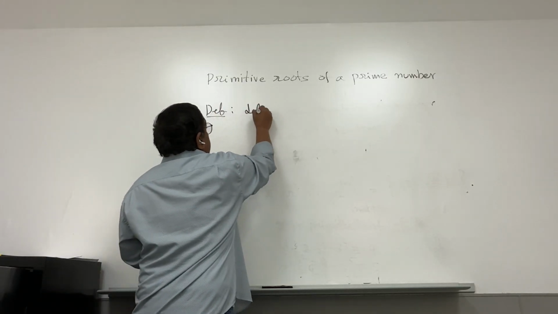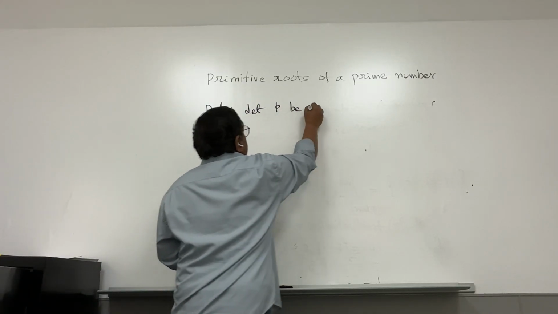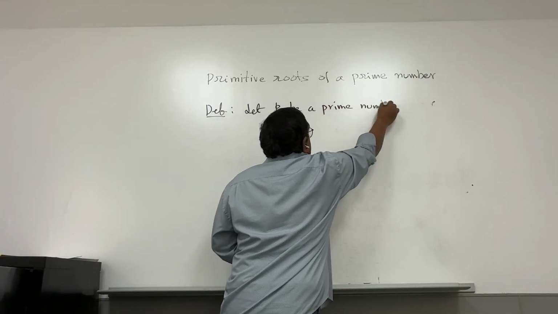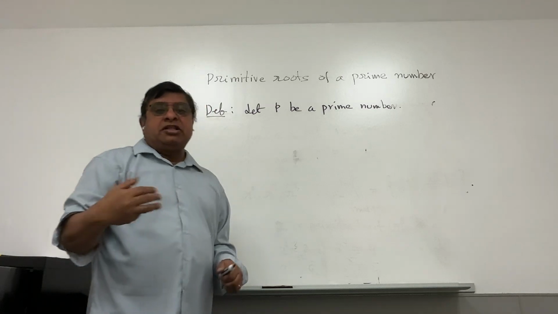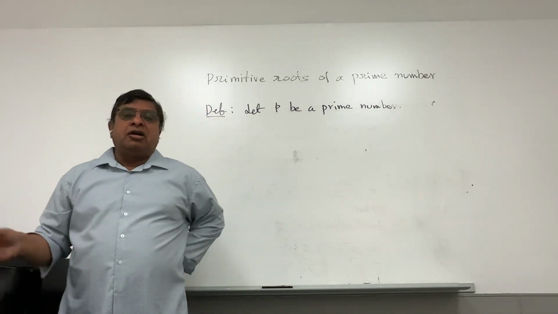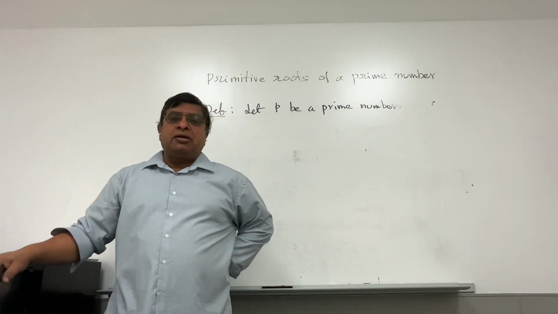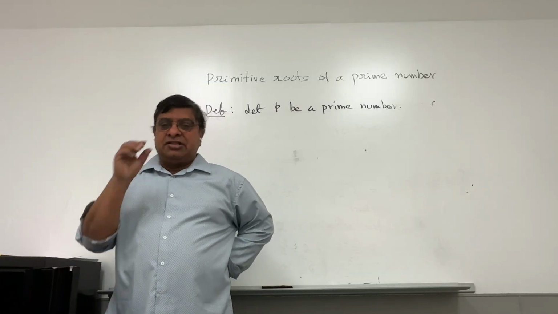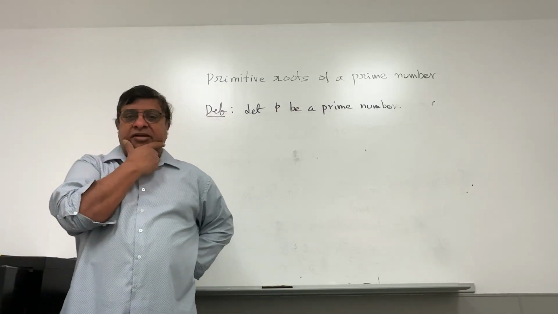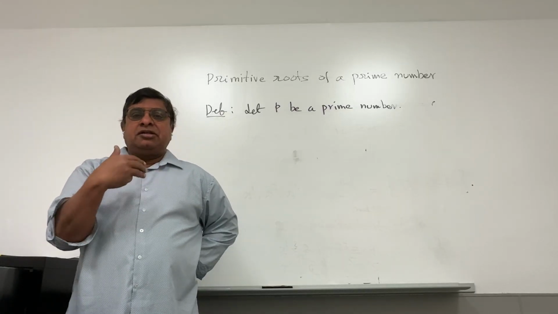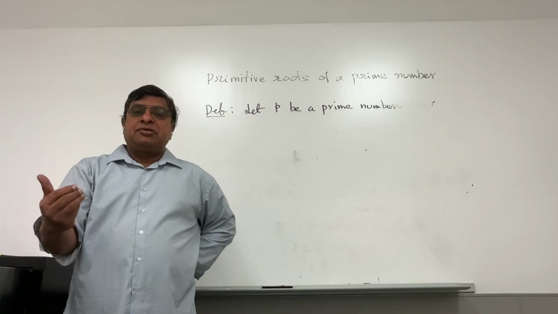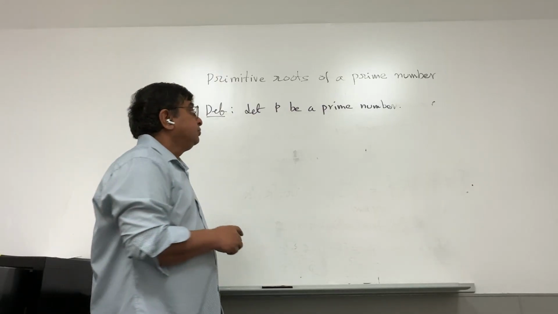Let p be a prime number. We usually take this prime number to be an odd number because there's only one even prime, that's 2. 1 is a primitive root. You can easily check that once I give the definition. So really this is useful when you're looking at odd primes, especially large primes.